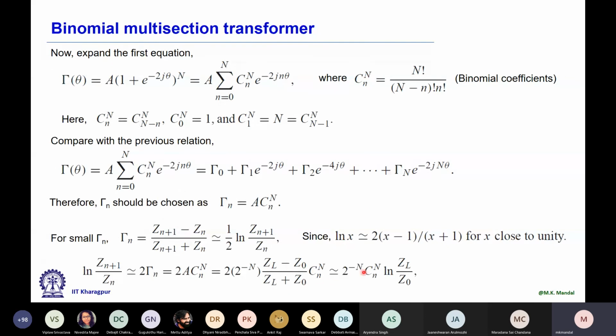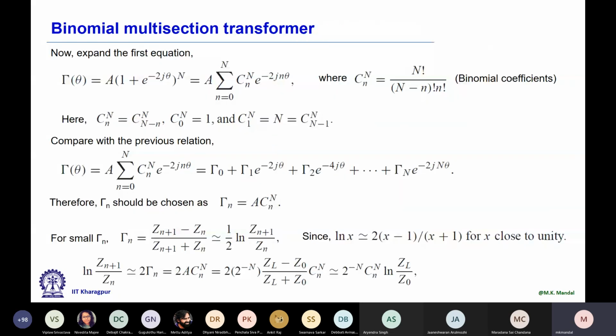Then we can represent it again using that logarithmic relationship. It is 2 to the power minus N Cn ln of ZL by Z0. Well, so at least we have a relationship between two consecutive networks which is directly related to the extreme condition. ZL is the final load and it has to be matched with Z0. So these are the extreme impedances, and we can express the impedance ratio of two consecutive sections by this.